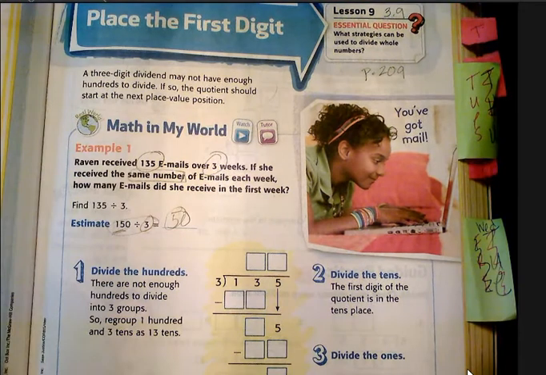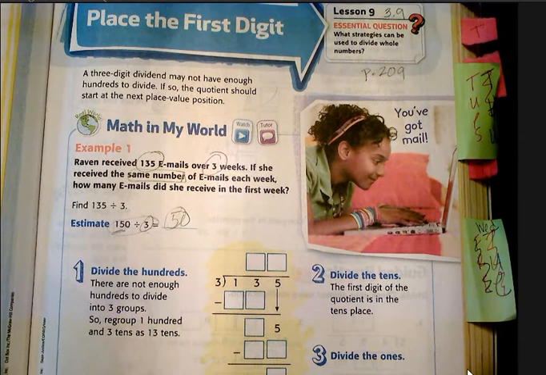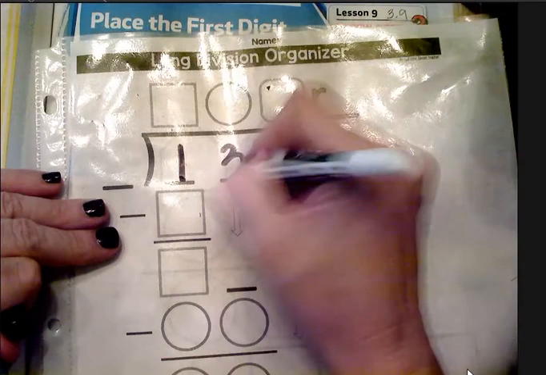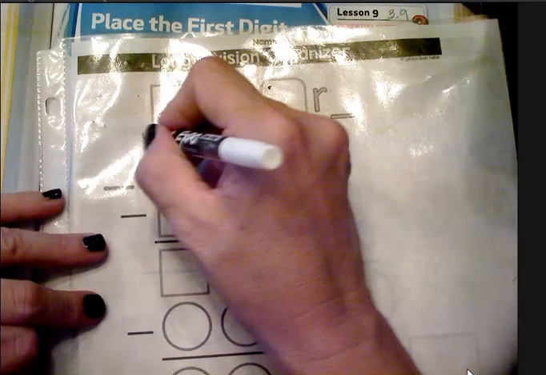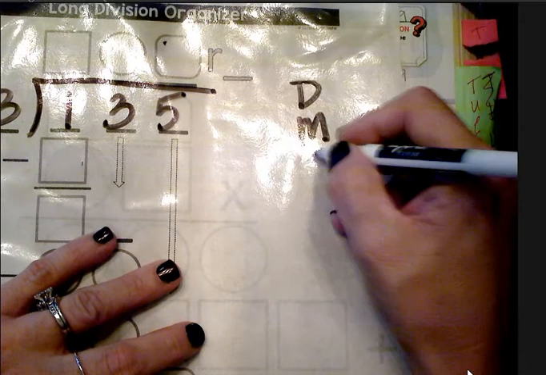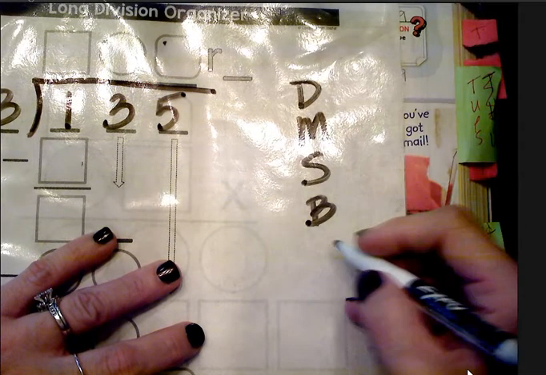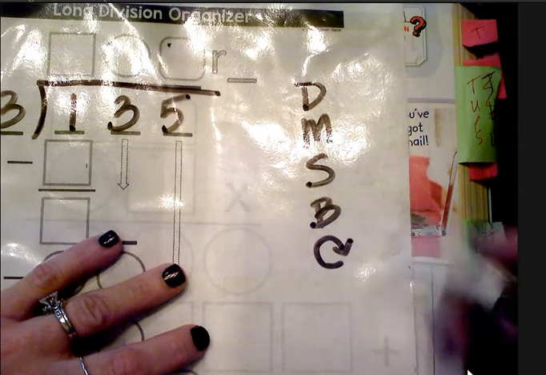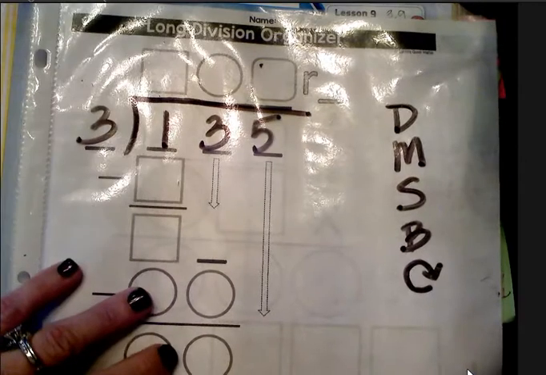So if we set up our problem, I'm going to go ahead and set it up on our paper. It's 135 in the house, 135 divided by 3. Now you'll see that when we do our steps, which is divide, multiply, subtract, bring down, and do it all again. Dracula must suck blood daily. Do it all again. When we do those steps, you'll notice that you actually can't.